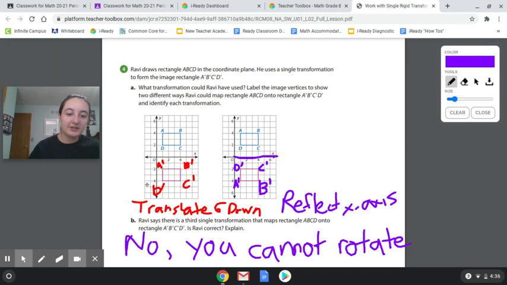Now, if they did 180 degrees, you could, because again, if you went 180 and you had a rectangle, you would rotate, so it would stay a rectangle. But because they're going one quadrant down, that would be a 90-degree rotation. So no, you cannot rotate 90 degrees clockwise to get from this figure to this figure here.